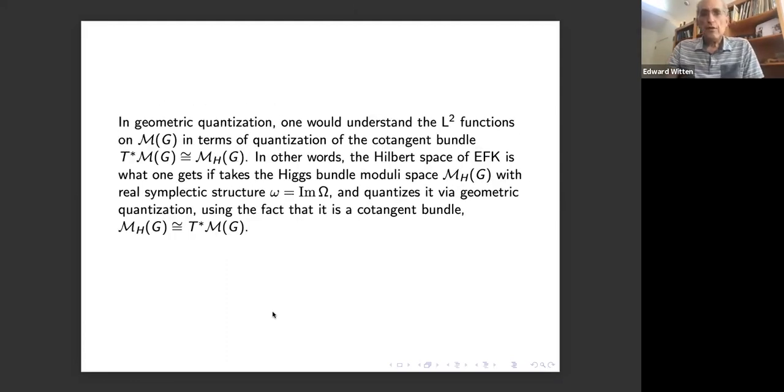So they used L2 functions, really half densities, on M of G. In geometric quantization, L2 functions on M of G are what you get by quantizing the cotangent bundle of M of G, which is birational to the Higgs bundle moduli space. In other words, the Hilbert space of Ettinger et al. is what you get if you take the Higgs bundle moduli space of G with real symplectic structure omega and quantize it via geometric quantization, using the fact that it's a cotangent bundle.